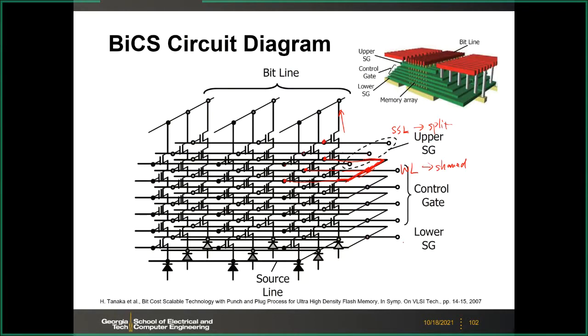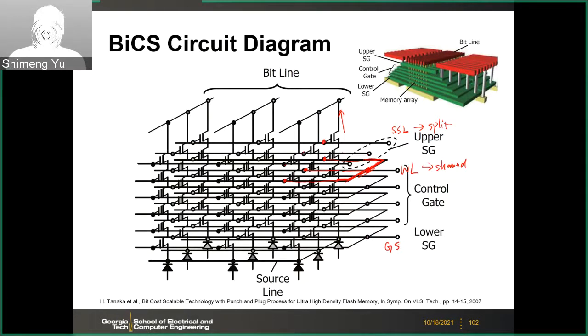And the lower ground select line is shared, because this ground select line will control one block. So this is shared at the bottom, but on the top here it is split, separate.